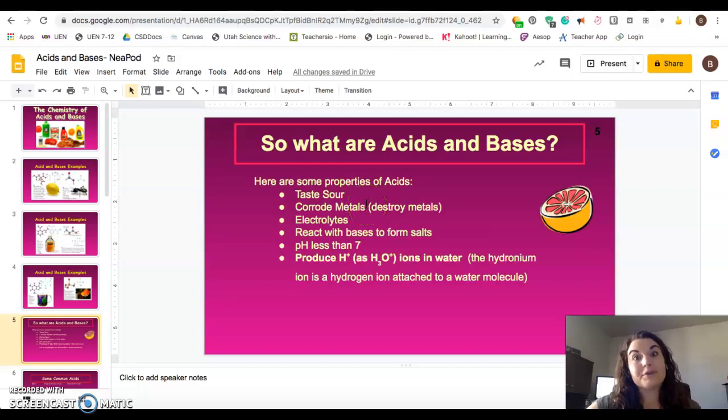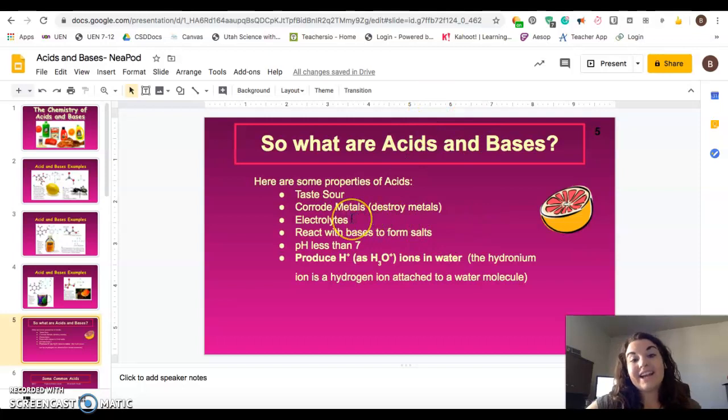Acids also corrode metals. That means they destroy metals. Now this is something you may have seen in action shows or something. You see they have a strong acid and the acid breaks through this metal. Yes, that can happen, but it's got to be a super strong acid. Nothing that you guys would ever be able to purchase on your own.